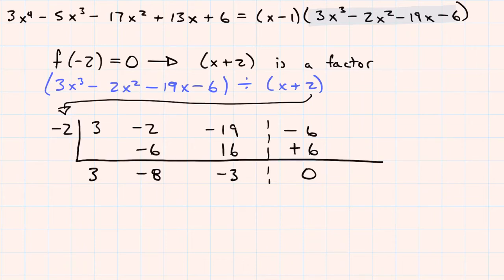So then that 0 is the check again. That tells me that this actually was a factor. If that isn't a 0 there, then a mistake has been made. And now we can write this out.